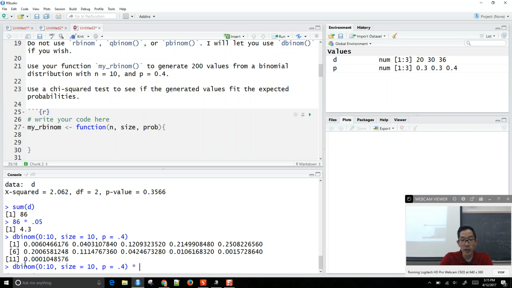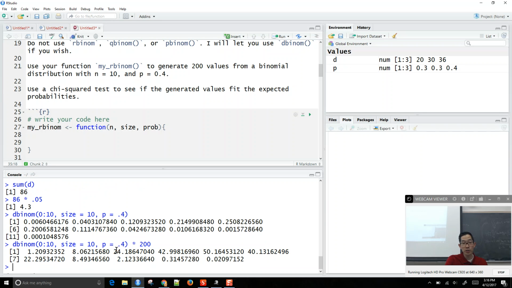And your expected counts will be that vector of probabilities times 200, because we're doing 200 samples, right? So these ones in the middle are okay, but these ones have expected counts less than 5. So this one over here has an expected count less than 5, and these ones have an expected count less than 5. So in these cases, we would want to combine this into probably the adjacent one.